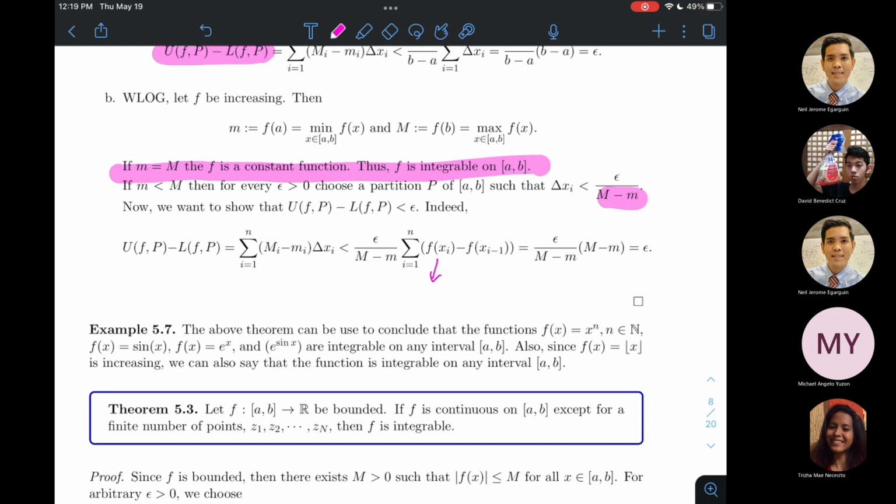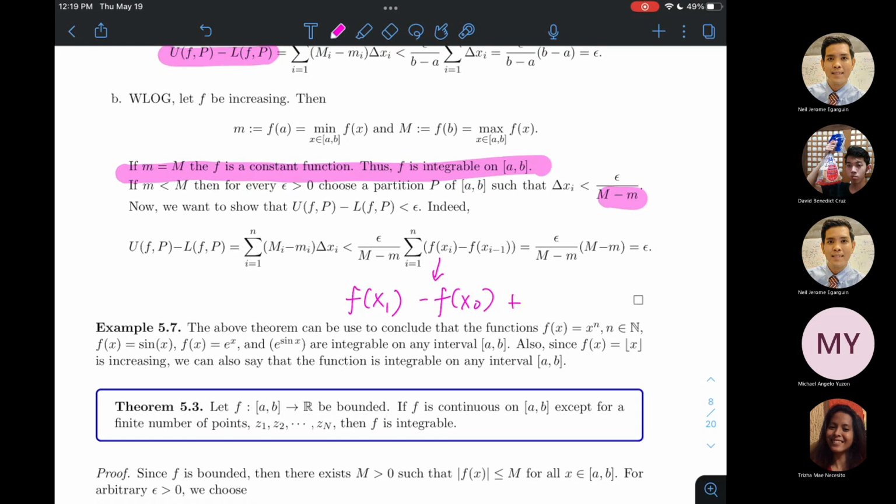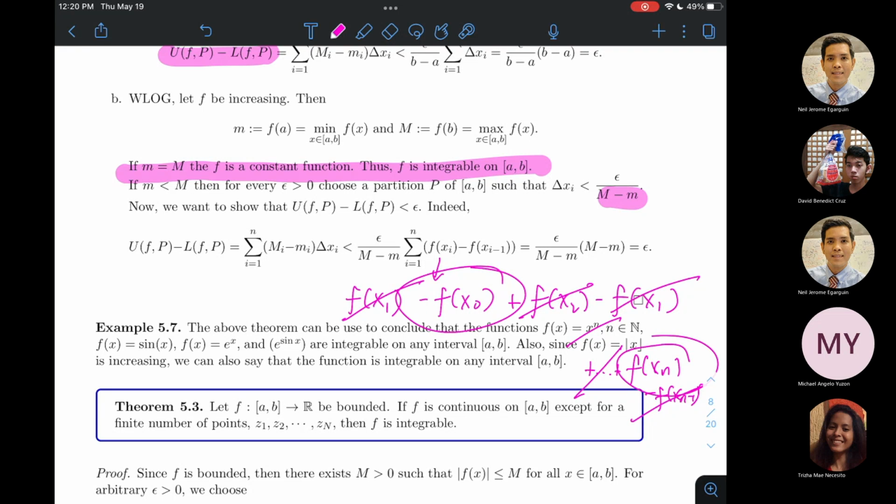Kasi pag in-expand ko to, siya ay f of x1 minus f of x sub 0. Okay? Plus, kapag kasi i ay 2, f of x2 minus f of x1. Plus, hanggang makarating ako sa i equals n, f of xn minus f of x sub n minus 1. Tapos magte-telescope ito, no? Kasi magkakaroon ako ng f of x1 minus f of x1, f of x2 makakancel ng f of x2, then itong minus f of x sub n minus 1 makakancel siya nung nandito, matitira lang ay f of xn minus f of x sub 0. Okay? Kaya magiging f of xn, which is f of b, which is capital M, kasi ito ay f of x sub 0, which is f of a, which is little m.